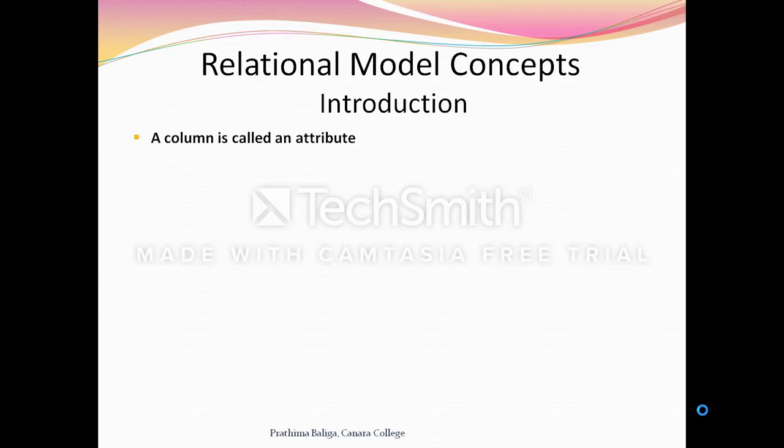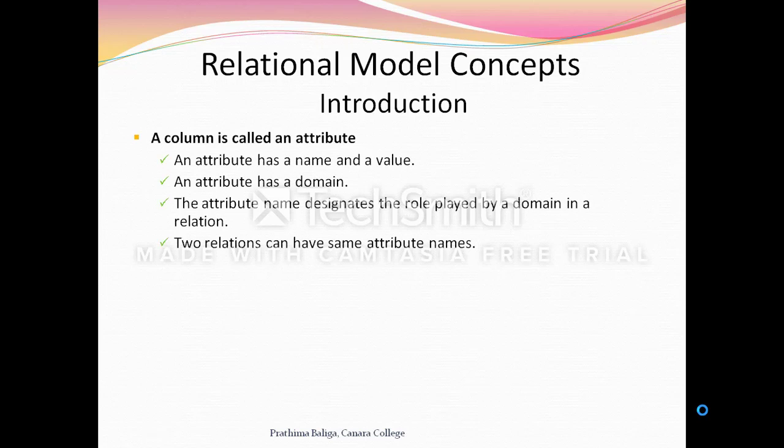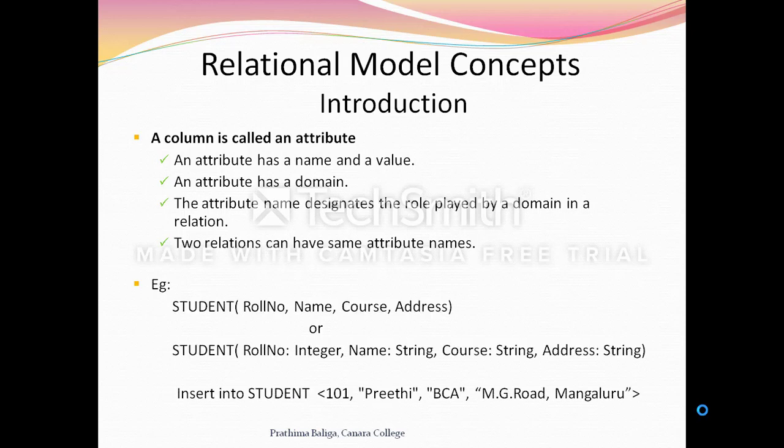The next term, attribute. A column is also called as an attribute. An attribute has a name and a value. An attribute has a domain. The attribute name designates the role played by a domain in the relation. Two relations can have the same attribute names, whereas in a single relation, two attributes cannot have the same name. In the example, relation is the student, attribute names are roll number, name, course and address. Values are 101, Preeti, BCA, MG Road, Mangaluru, and the data type for the attribute is integer and string.